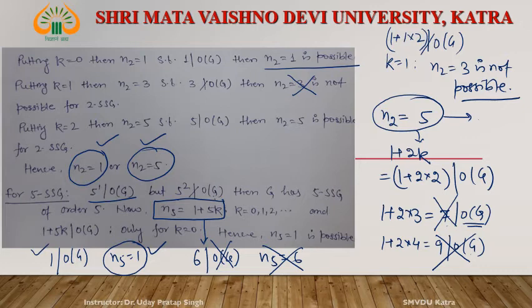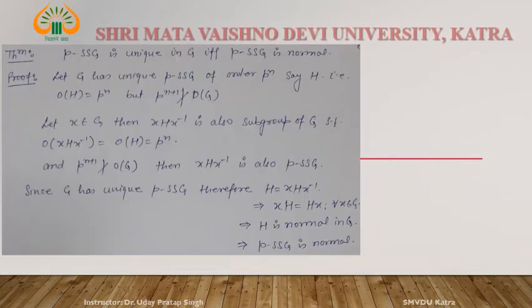The number of 5 Sylow subgroups is only 1. Only for k is equal to 0 does this number divide the order of G. Okay. The number of 5 Sylow subgroups in a group of order 10 is 1. Okay.